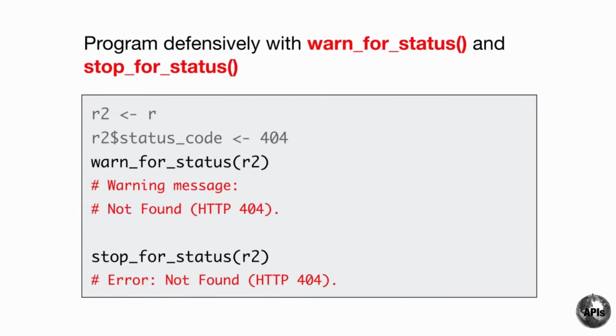Now, when you're working with APIs, the status code really does matter. If you're not looking with your own eyes at the message to see if it worked or not, you will want to program defensively and have your program check to see whether the status worked or not, so it can then raise an error or warning. And httr has two functions that can help you do that. warn_for_status will check the object to see if the status code was not 200, and if so, it will raise a warning to say this was the message. And then stop_for_status does almost the equivalent, but actually stops with an error.